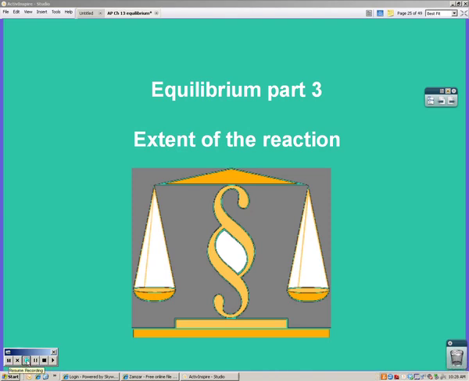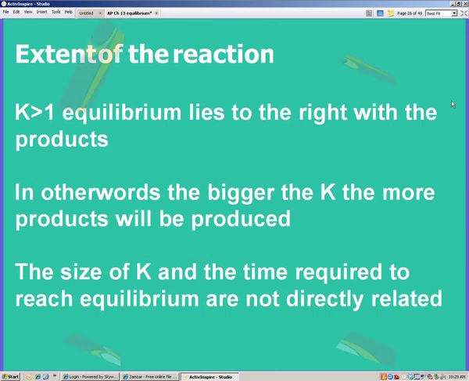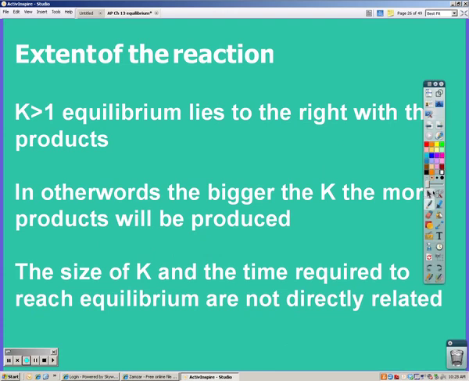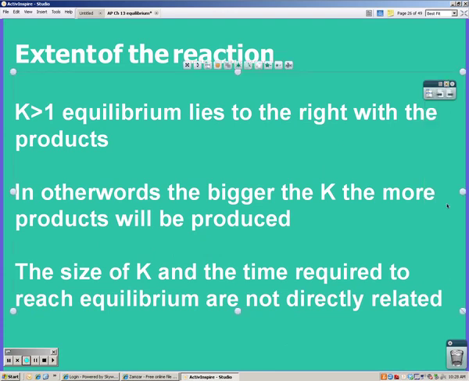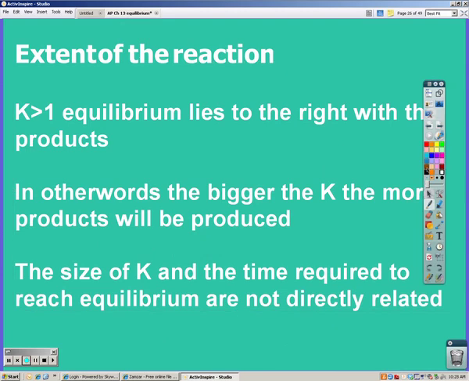So we're going to be talking about the extent of the reaction, how far the reaction is going to go to reach equilibrium. If K is greater than 1, then that means equilibrium lies to the right with the products. In other words, the bigger the K, the more products will be produced.